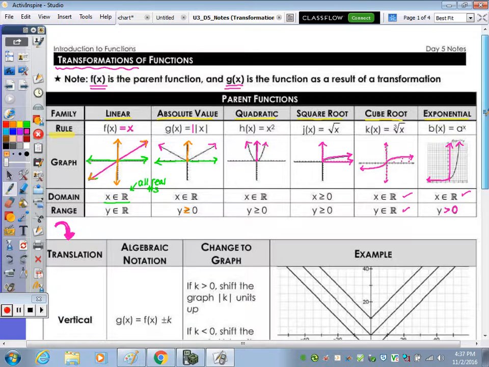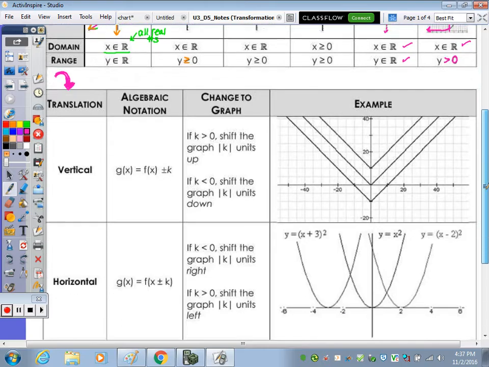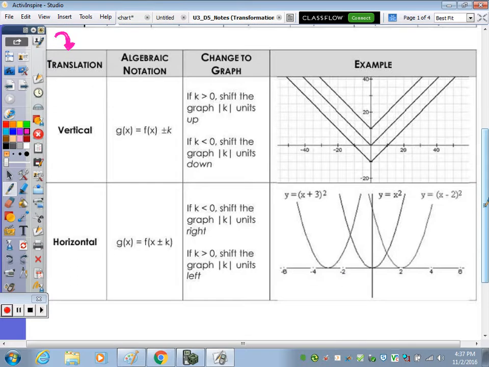Okay, so now let's move down to these two graphs. This is our absolute value function and then the quadratic function. So our parent function here is f of x equals absolute value of x, and then our parent function here is already labeled, but let's highlight which one that is. It's this one here centered right at the origin. It says y equals x squared.